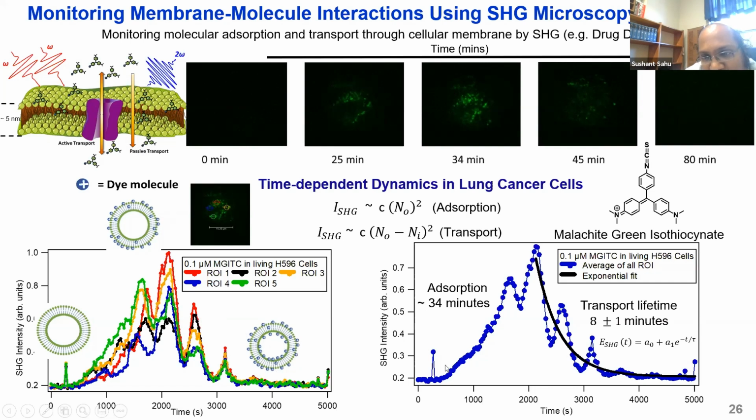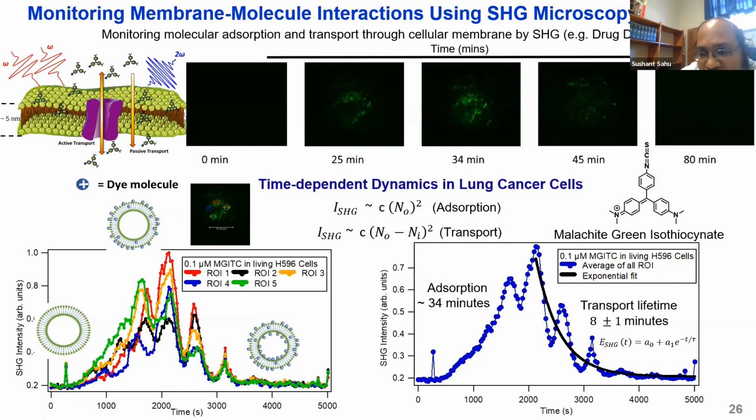And this is basically a different region of interest. We also did the averaging, and you can see that here. You can also get the transport rates and the adsorption time. We saw around 34 minutes for malachite green dye, and the transport lifetime, the rate which gives you the transport across the plasma membrane, is around 8 minutes. So you can monitor the rates of these molecules translocating across the plasma membrane using the SHG technique.